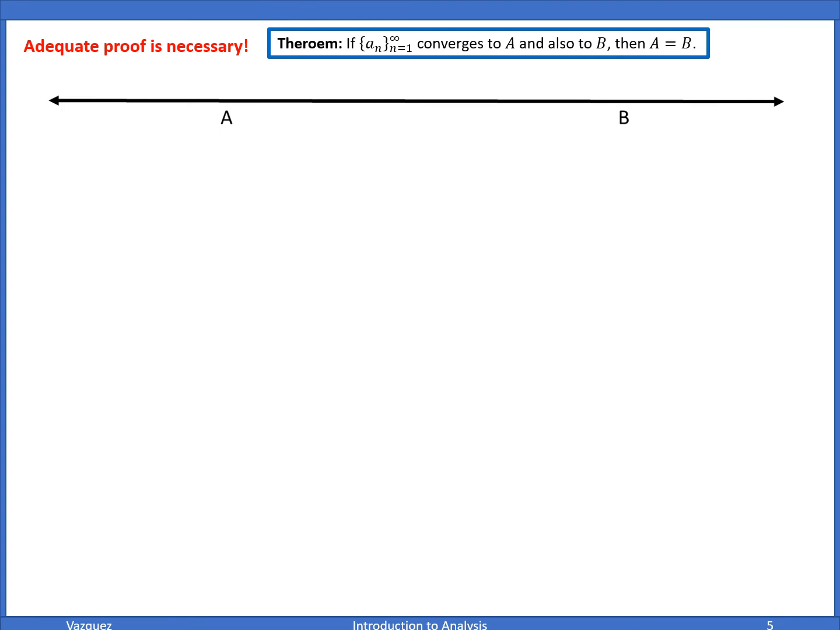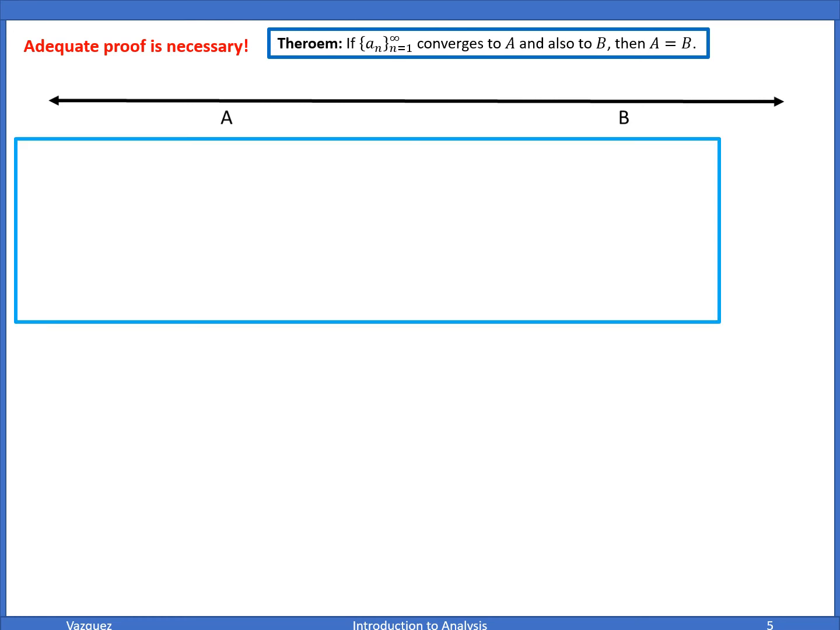I have a picture again of the real line with our limit point A and our limit point B to help us understand the proof. This one's a bit shorter. We start with our assumption: assume that a sub n converges to A and also to B, and that they're not the same limit point, as we show in the picture. And just for the sake of argument, we can assume that A is less than B. This proof also works if you assume that B is less than A, but we just have to choose one of those, so we're going to choose that A is less than B.